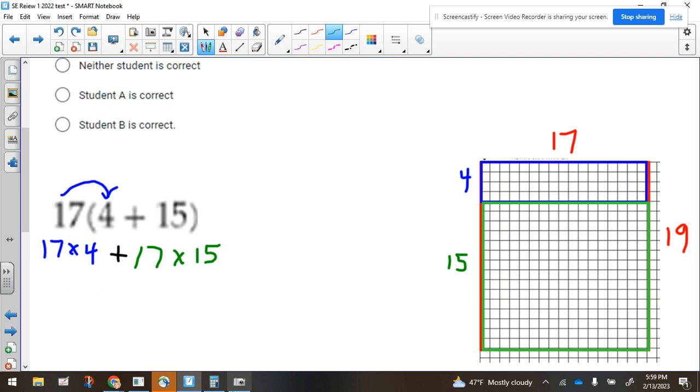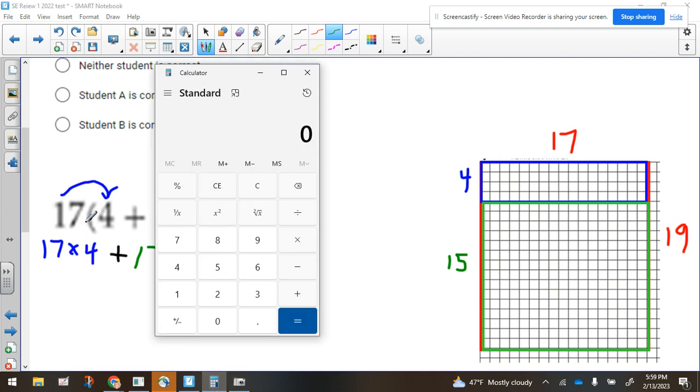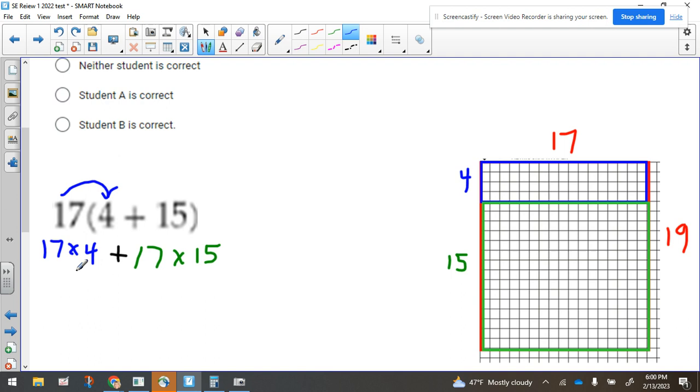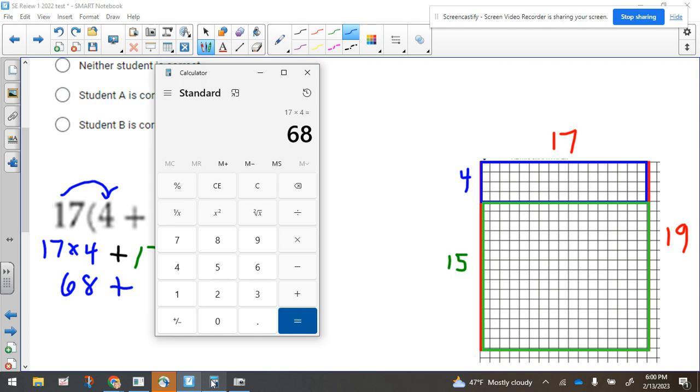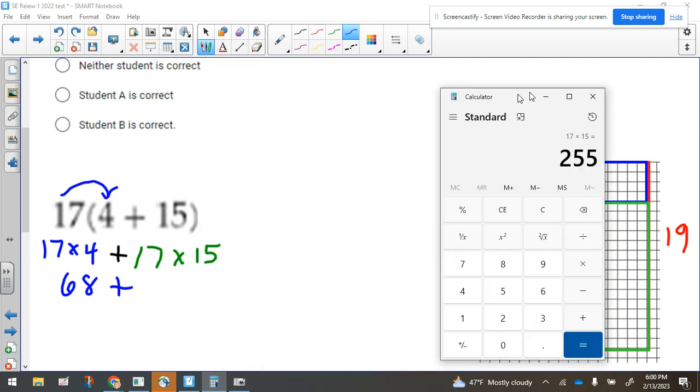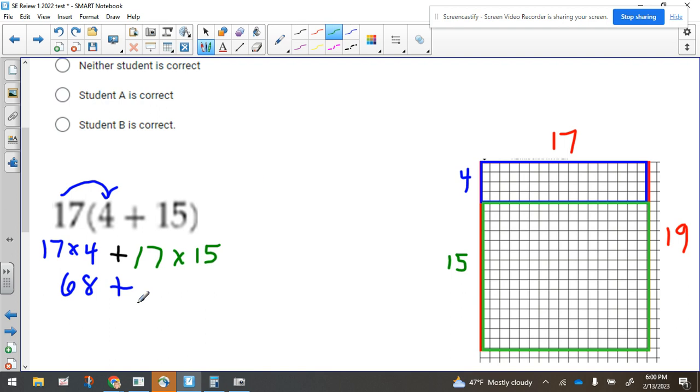Now, I'm going to take out the calculator just to speed things up here, and we're going to find the product of 17 times 4. 17 times 4, we end up getting 68. I'm going to write that in blue, and it'll make more sense why in just a second. And we're adding to that the 17 times 15. So again, let's use the calculator to speed things up. 17 times 15, and we get this number, 255. So let's move the calculator out of the way, and let's write the 255 here.